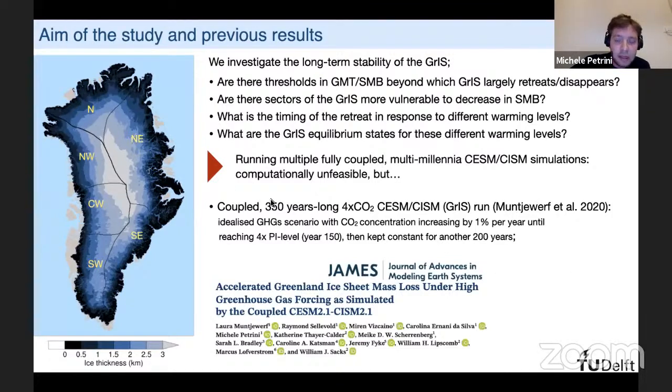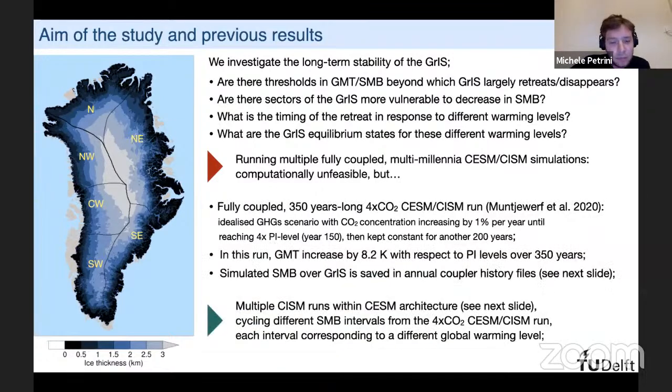There is the existing simulation, the coupled 350-year-long 4 times CO2 CESM simulation of the Greenland ice sheet, published by Muntjewerf et al. 2020. This is basically the first 350 years of what was just shown. This idealized greenhouse gas scenario has a 1% CO2 increase until the 4 times PI level is reached. And in this run, global mean temperature (GMT) increased by 8.2 Kelvin with respect to PI over 350 years. And the simulated SMB over the Greenland ice sheet, which is even more important for our study, is saved in annual CISM history files, as I will show in the next slide.